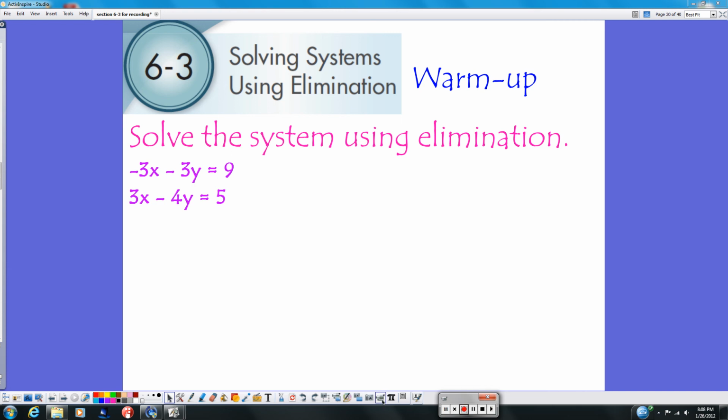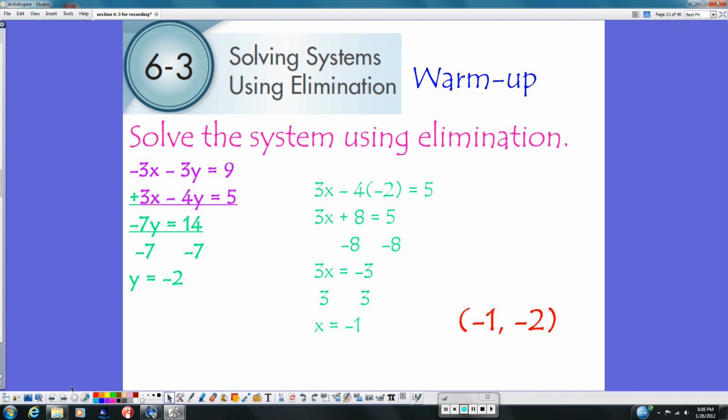Welcome to day 2 of solving systems using elimination. As a warm-up, solve the system using elimination. Let's see how you did.